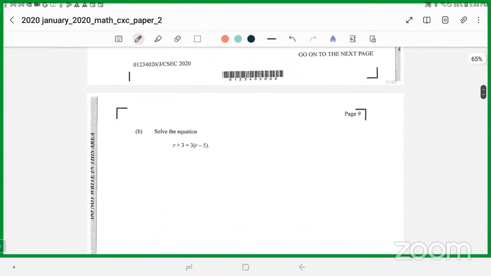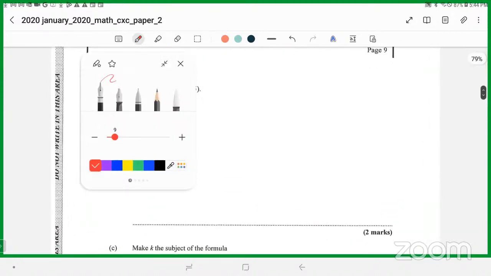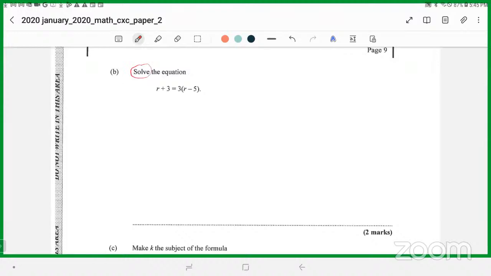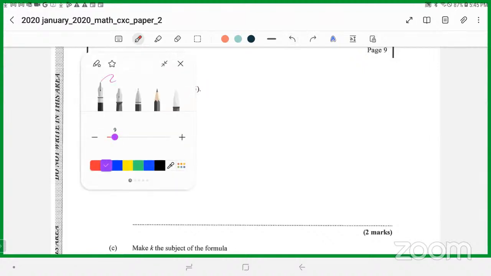Next question. They want us to solve. The word solve in mathematics means find the unknown quantity, find the value of the unknown quantity. In other words, make R the subject, R alone. What's the value of R that will satisfy that equation? So it's basically solving for R. You need to expand this side and transpose to make R alone the subject.